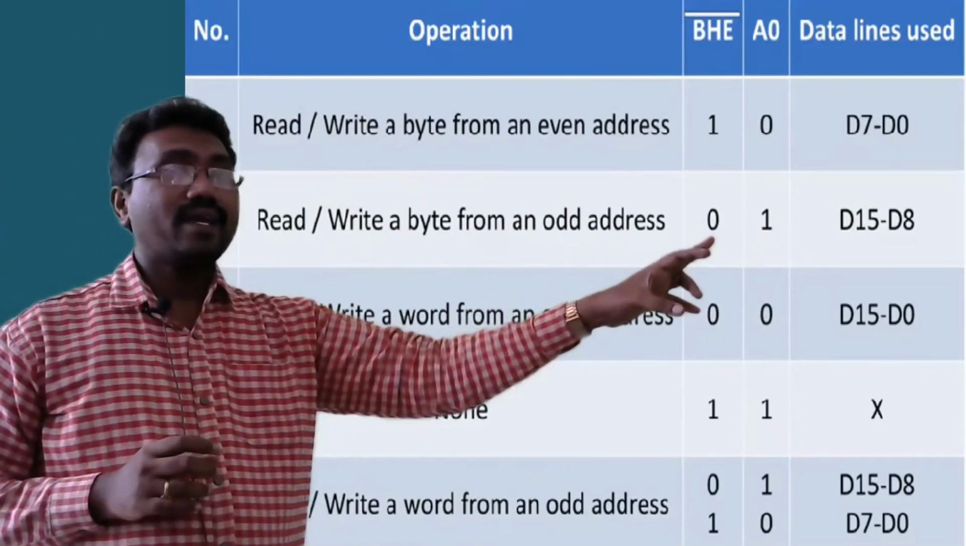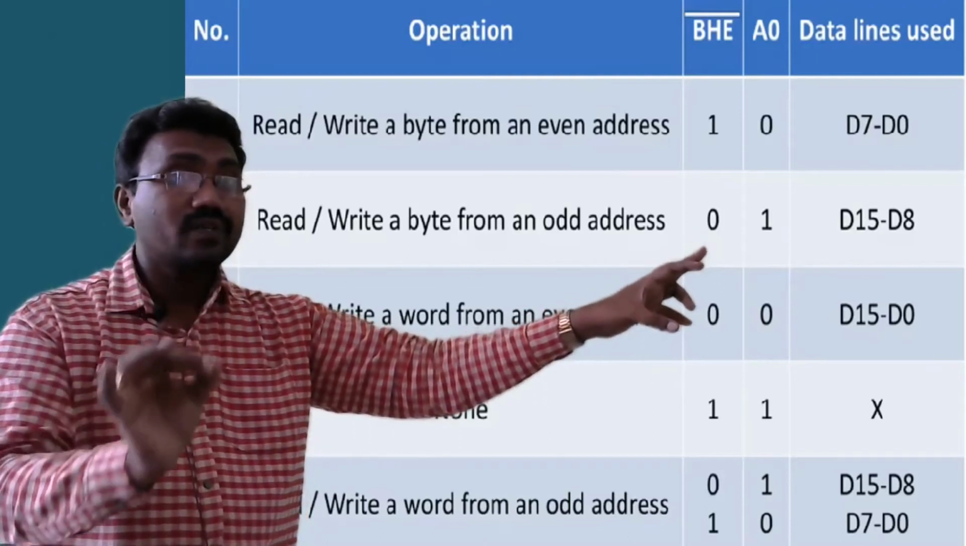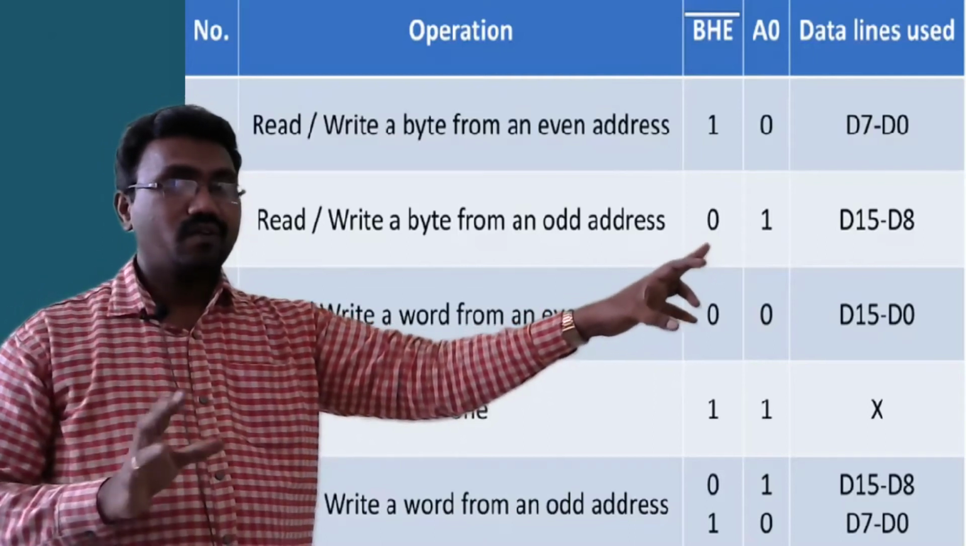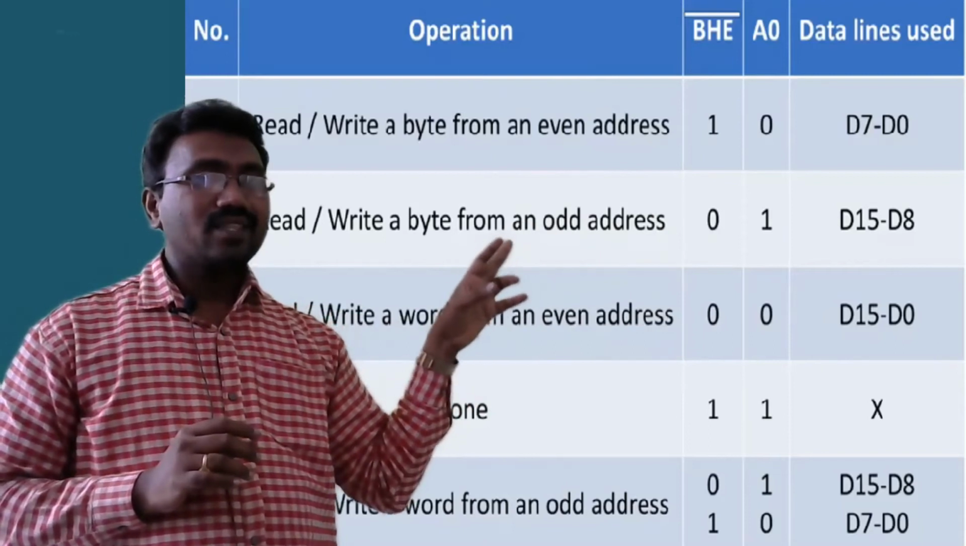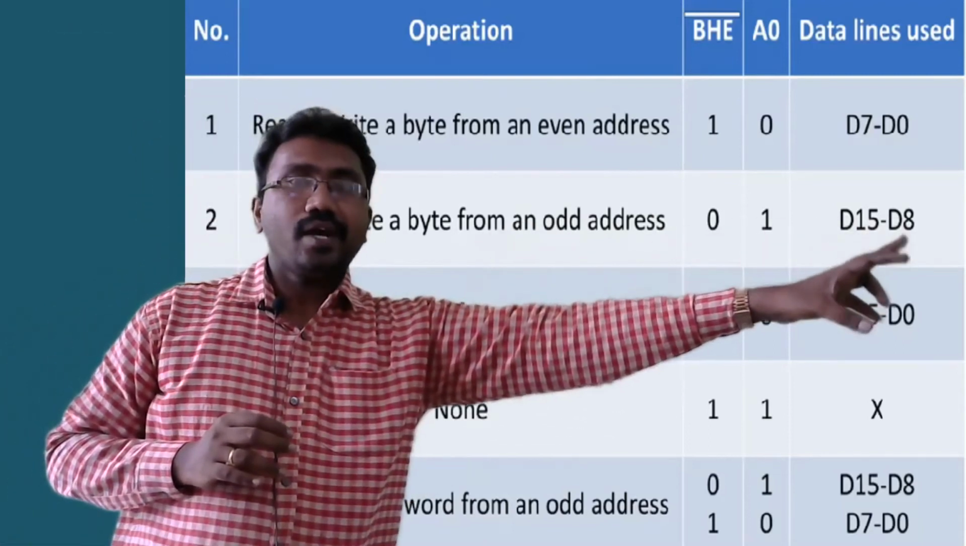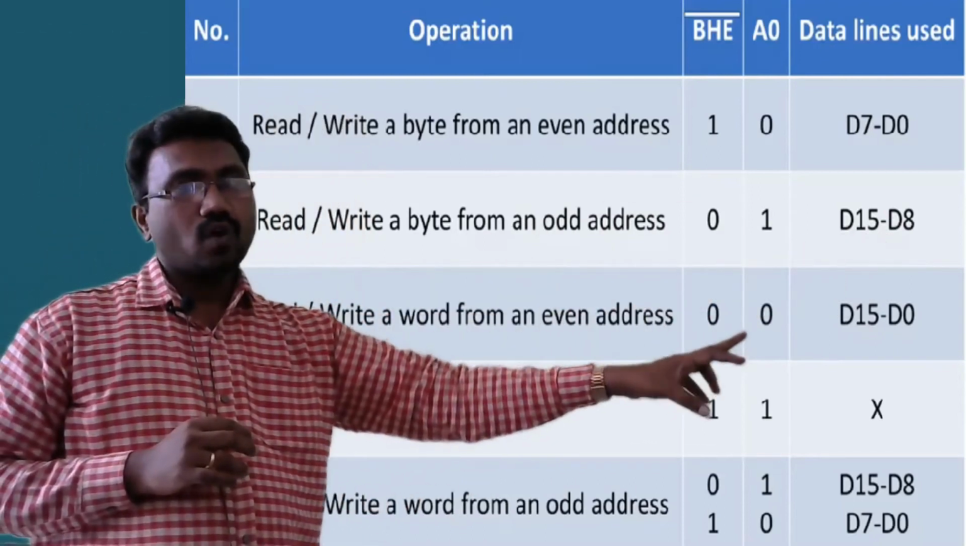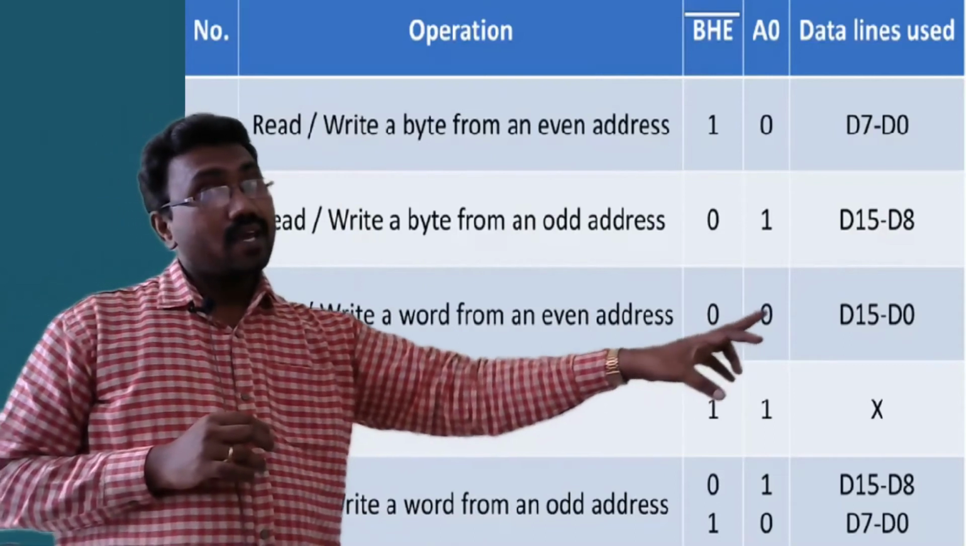Because the odd bank is selected, the processor wants to access data from the odd addressed location. Whatever data is in the odd address location is moved through the higher order bus, D8 to D15. Next combination: if both are zeros, A0 is 0 and BHE bar is 0.